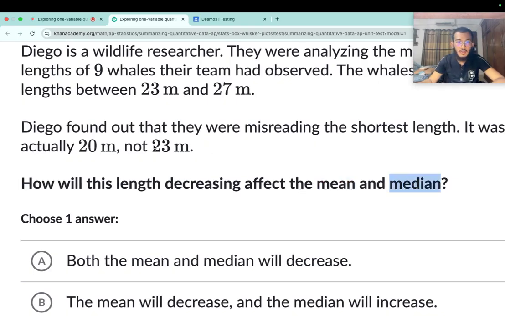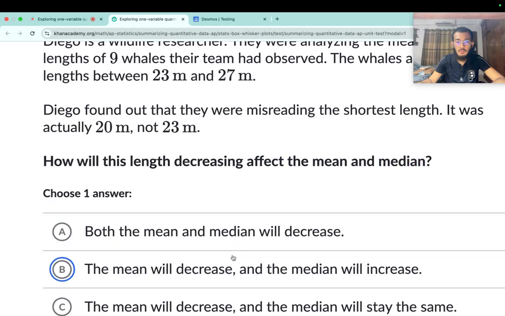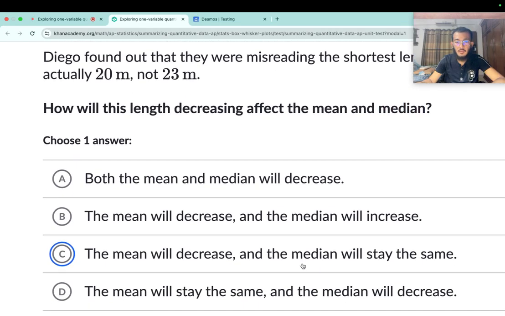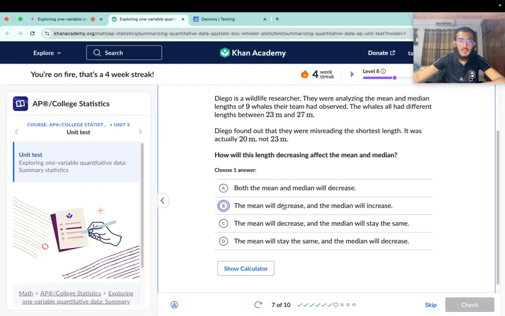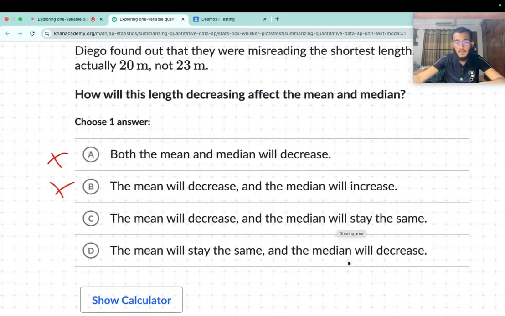Median will not be affected because you're just replacing a data, and the total number of data remains constant, and so does the median. So the median will stay the same. So the ones that say the median will change, we can cross them out. So A and B cross out. Okay, median will stay the same. The other options say median will decrease. That's it. We can say C is the answer.